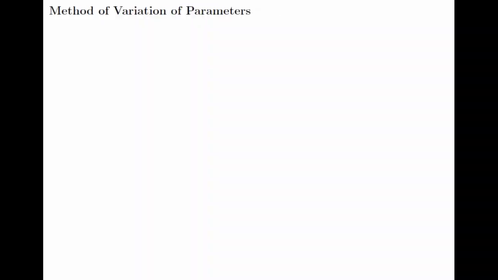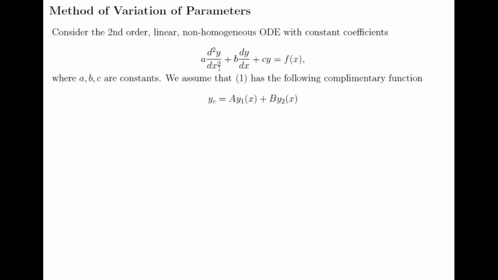So in this video, we're going to look at the method of variation of parameters, and we're going to, of course, look at this for the same type of equations we looked at earlier, which is the second order linear non-homogeneous differential equations with constant coefficients. So once again, we consider this equation that you see here, a d2y/dx squared plus b dy/dx plus cy, where a, b, and c are constants.